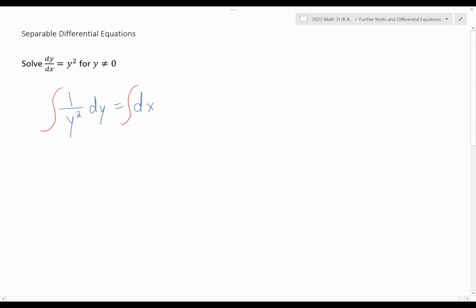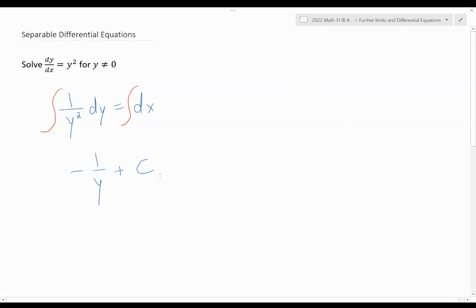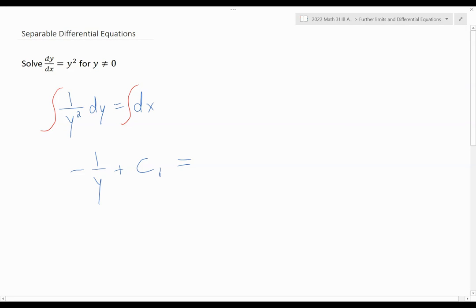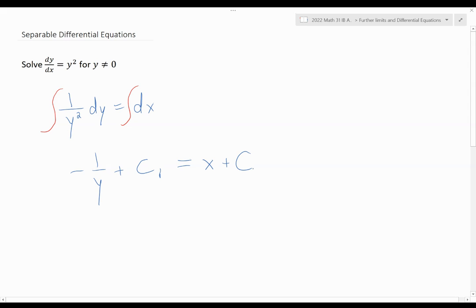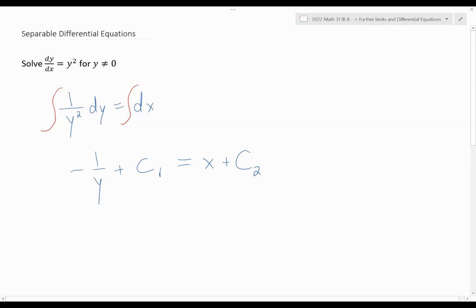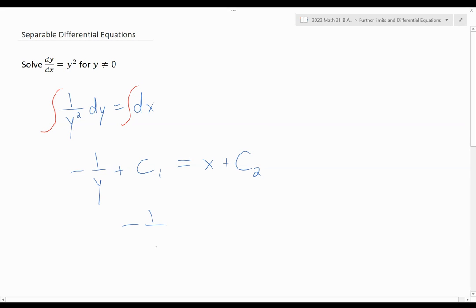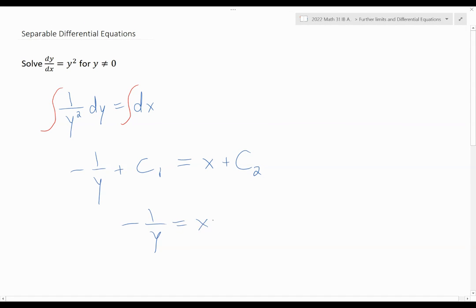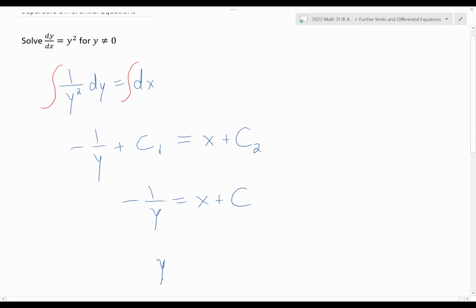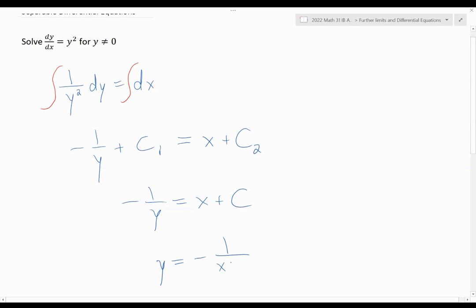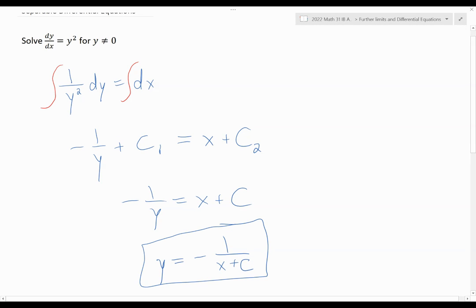So the antiderivative of 1 over y squared is negative 1 over y plus some constant. I'm going to call it c1. And the antiderivative of 1 with respect to x is x plus some second constant. Now, in practice, I don't actually need two constants. I could simply combine them. So what we really do in most cases is we would write negative 1 over y equals x plus c, where c is the combination of the two constants from the two integrations. This means that y is equal to negative 1 over (x plus c). And since I don't have an initial condition, I can't solve any further than that. This is just the general solution.